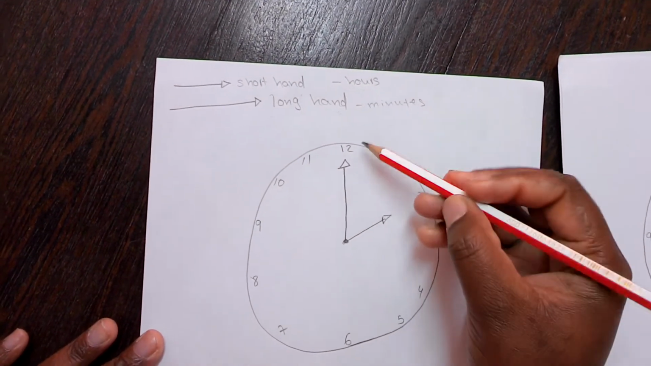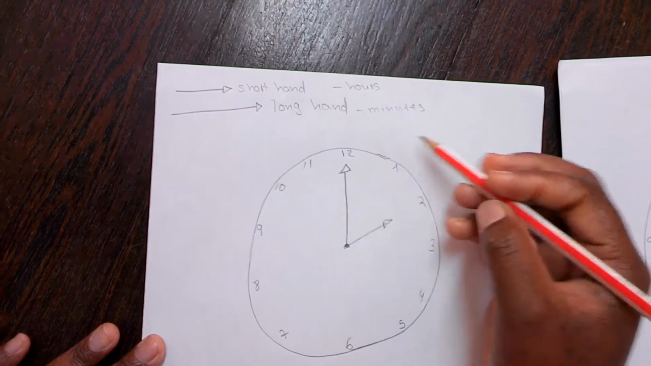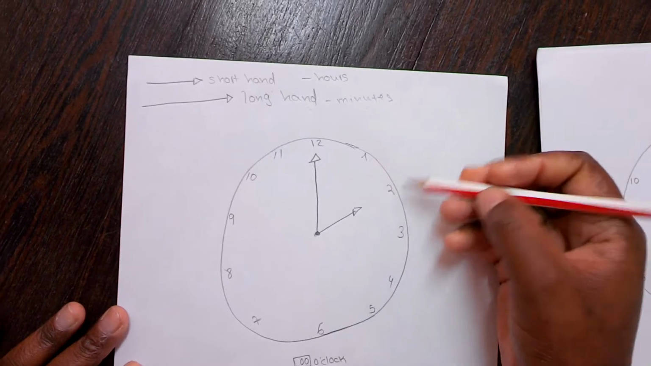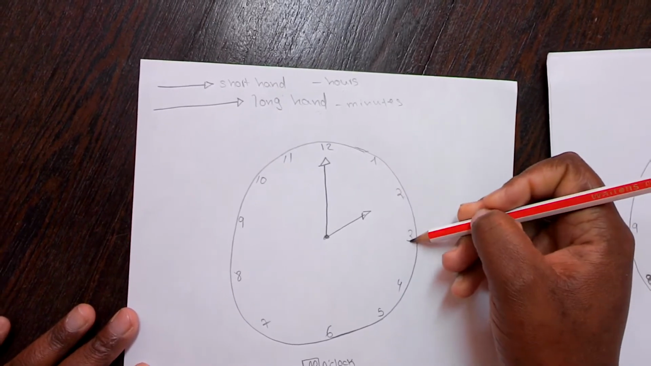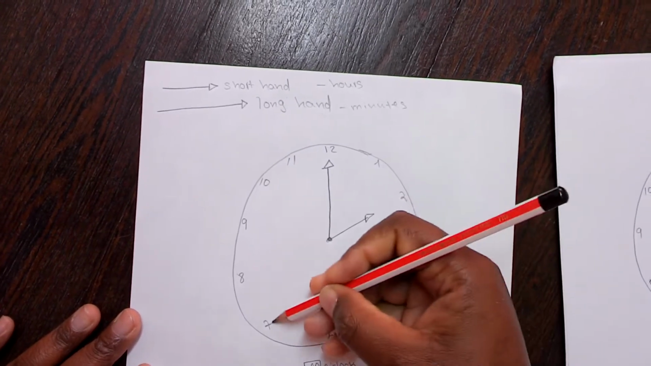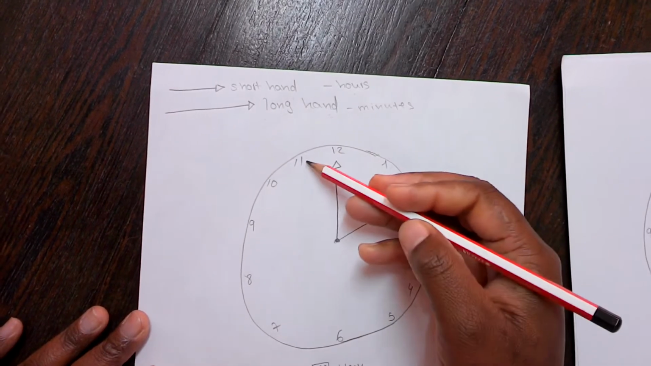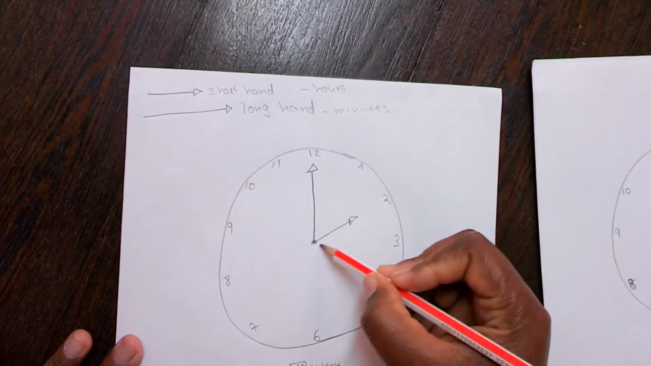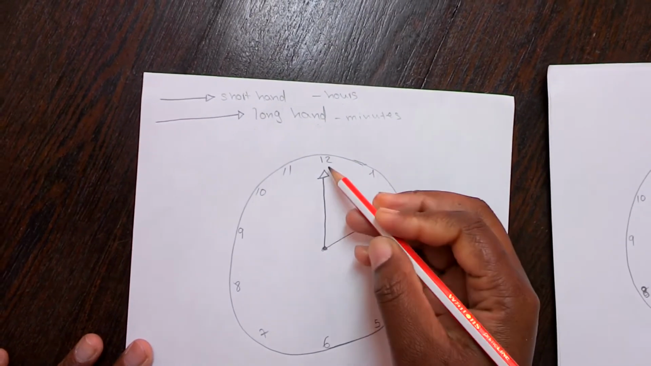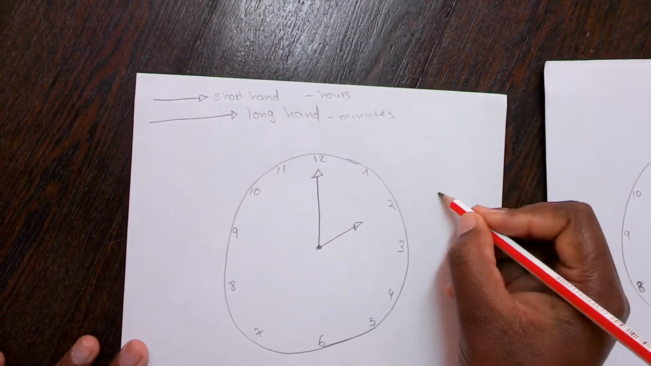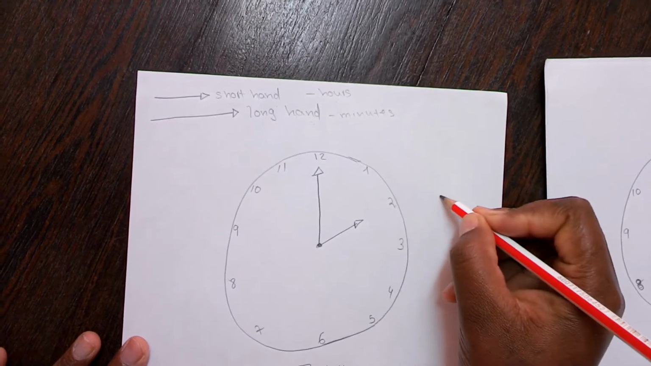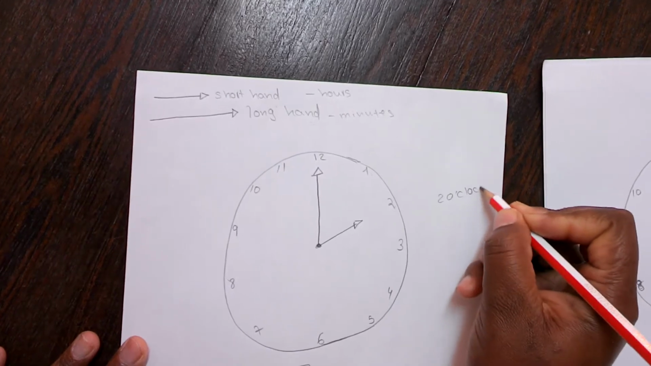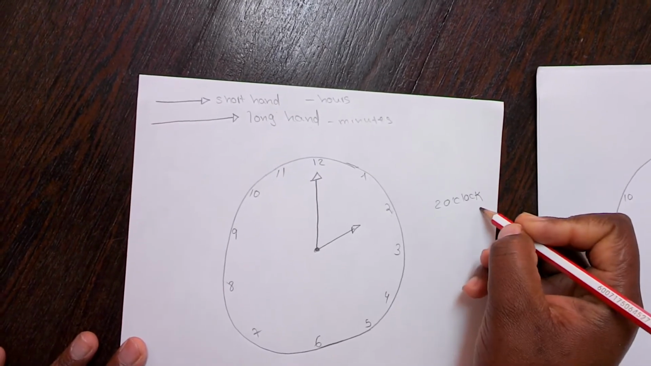But before that, here we have 12, okay? And here we have 1, which stands for 1 o'clock, and we have 2 here for 2, for 3, for 4, for 5, for 6, for 7, for 8, for 9, for 10, and for 11. So here, because the short hand is on 2 and the long hand is on 12, we have what? 2 o'clock, right? We have here 2 o'clock, okay?